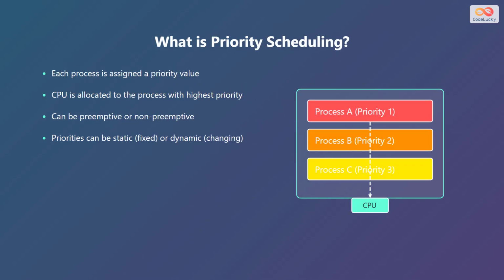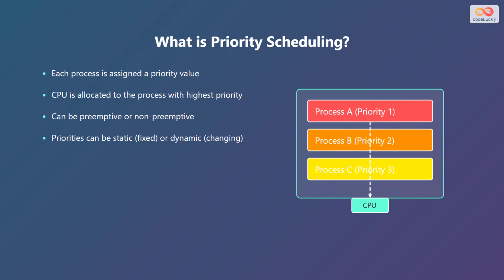So, what exactly is priority scheduling? First, each process is assigned a priority value. Think of it as a ranking system where some processes are more important than others. The CPU, or central processing unit, which is the brain of your computer, is allocated to the process with the highest priority. This means the most important task gets the CPU's attention first.